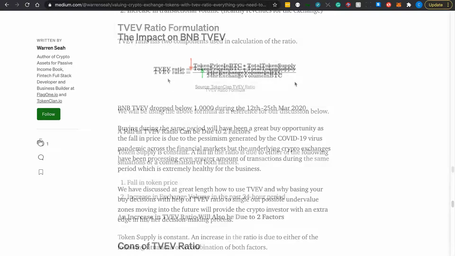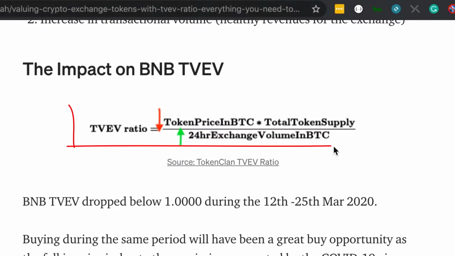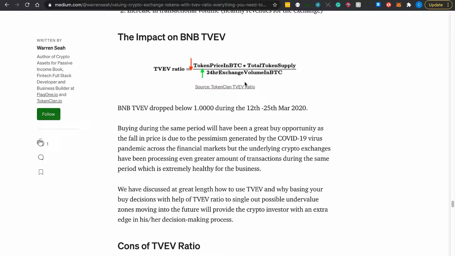to fall as well. So you can see in this part of the formula, or in this graphic that I'm showing you, if the magnitude of the decrease in token price is larger than that of the exchange volume, the TVEV ratio value will fall in larger magnitude and faster as well. Let me show you an example of what I mean by this. Let's go to the example of BNB again.